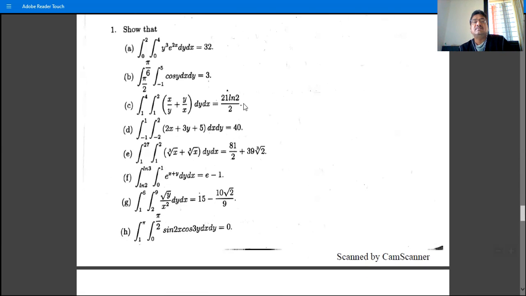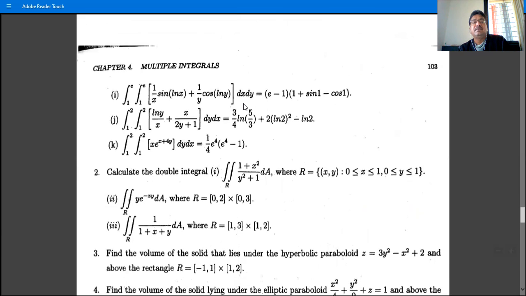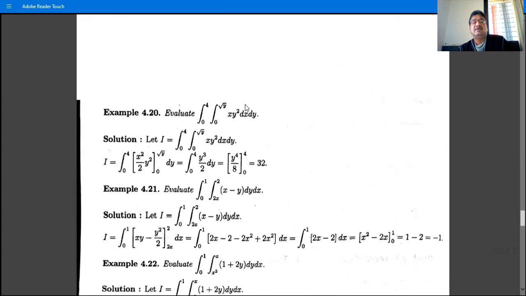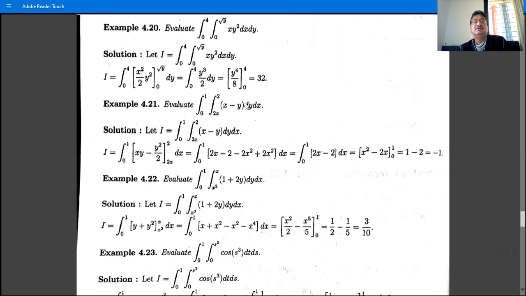So these are some exercise problems. Solve all these problems in your exercise notebook. So these are some solved problems of the same type. Integration 0 to 4, integration 0 to y, 0 to root y. This is integration on x now, and this is on y. So integrate with respect to x first.